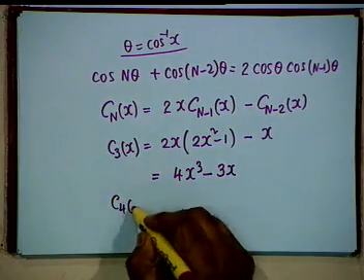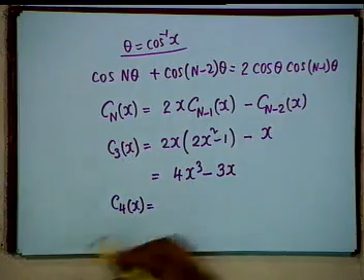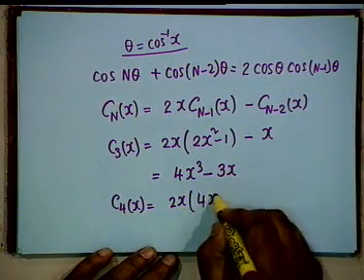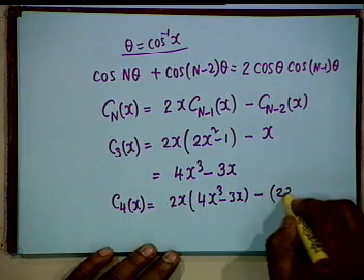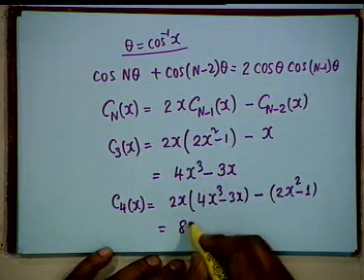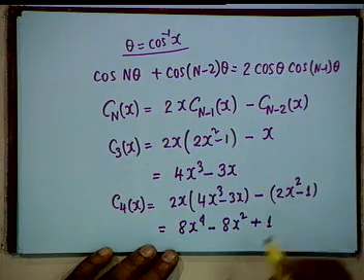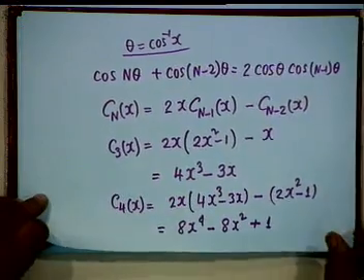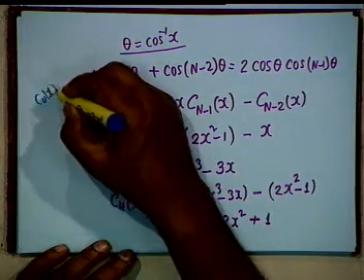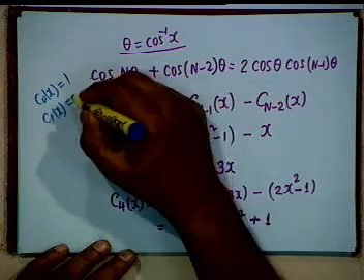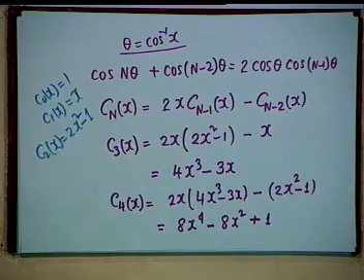In a similar way, you can find out C 4 of x as twice x times 4x cubed minus 3x, minus C 2 of x, so 2x squared minus 1, that is equal to 8x to the 4 minus 8x squared plus 1. Agreed. Now, if you collect this, all that you require now is C 0 of x was 1, C 1 of x was equal to x, and C 2 of x was equal to twice x squared minus 1. Agreed? You notice a pattern.